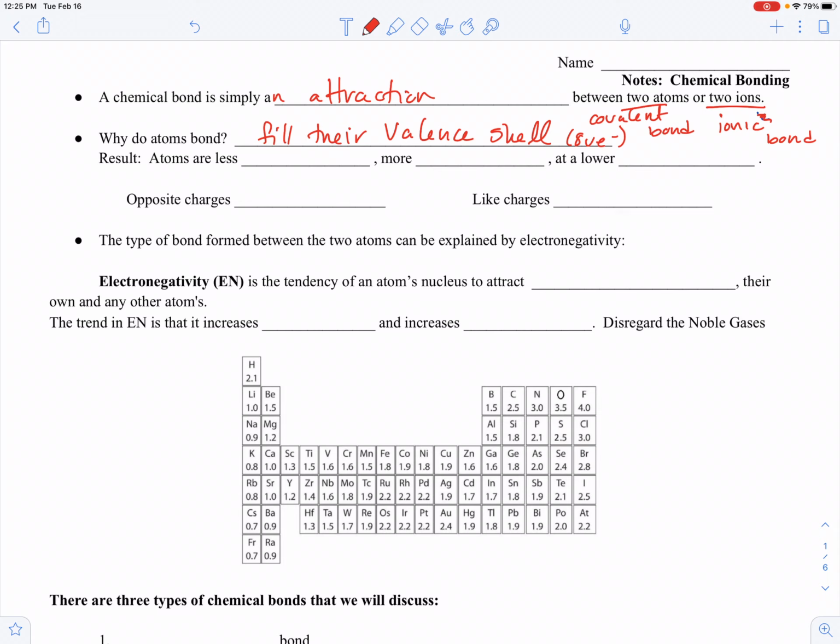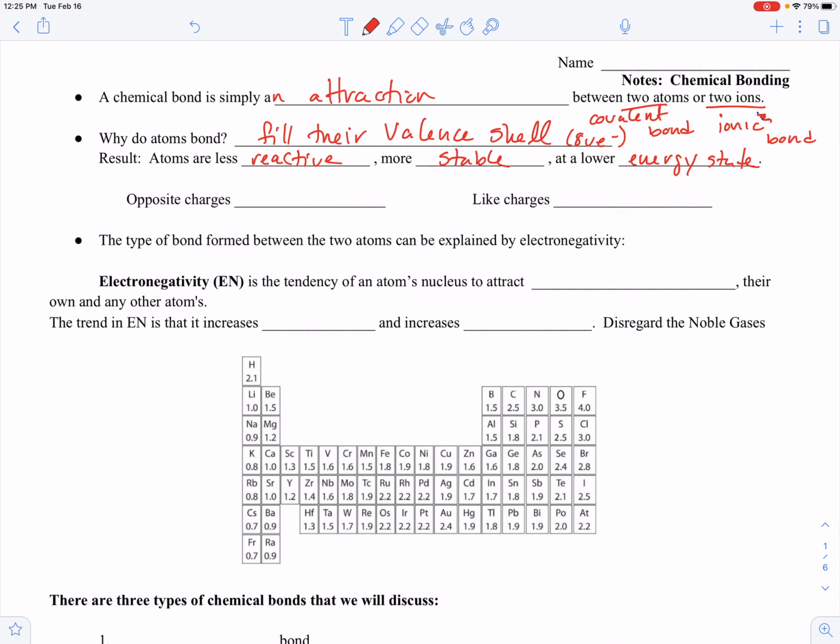And the reason that they do this is because once atoms fill their valence shell, these atoms are less reactive. They are more stable, and they are at a lower energy state, which means that they're less likely to react in another chemical reaction. So just a couple of tidbits that are going to be really important for these sets of notes that we go over for bonding.